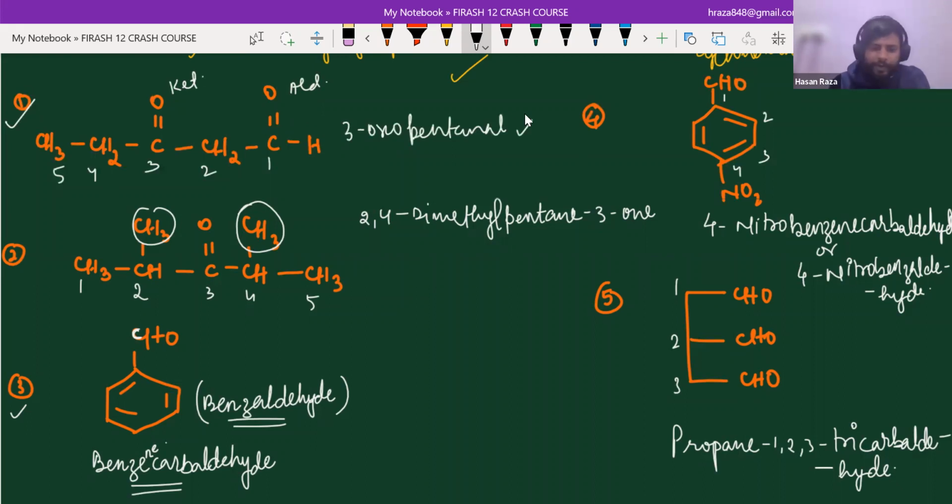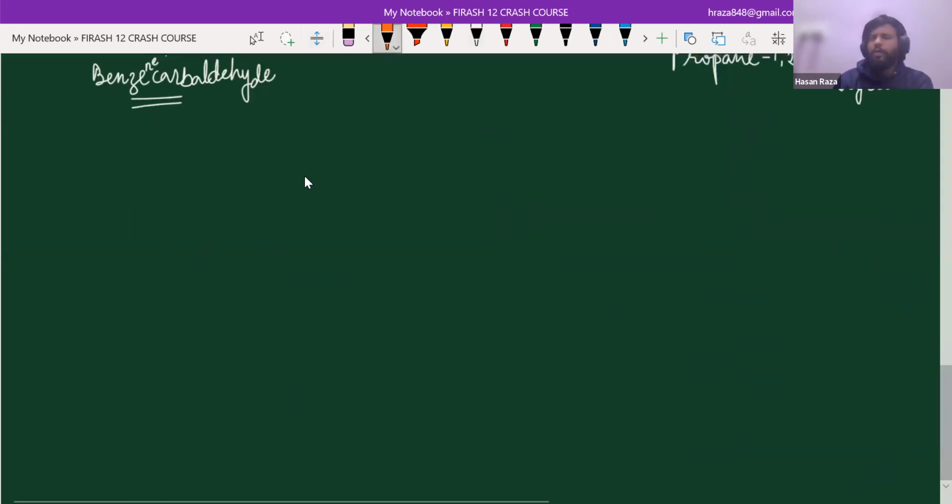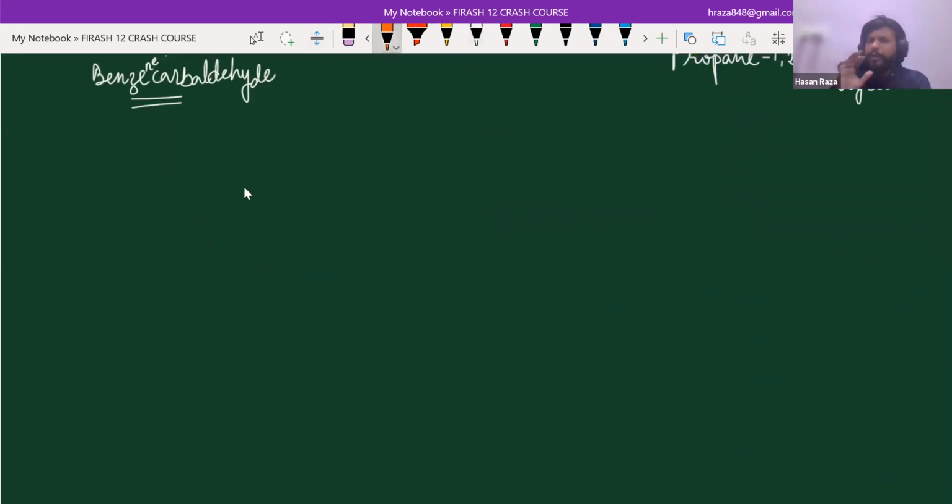Can I change the slide? Yes. Okay. So this was the nomenclature of aldehydes and ketones. We will do the nomenclature of carboxylic acid when we complete aldehydes and ketones. So write a topic, that is the structure of carbonyl group.